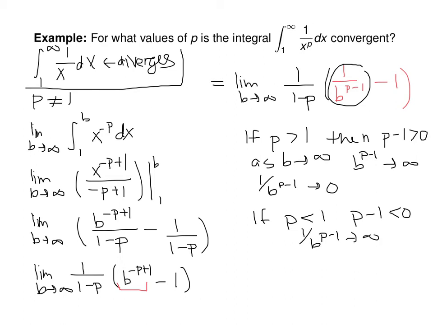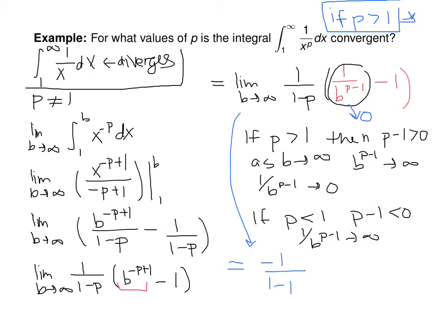So this integral is convergent if p is bigger than 1. So if you have 1 over x to the 3 halves, 3 halves is bigger than 1, the integral is going to converge. And it will converge too because this term, assuming that this is true, that term is going to go to 0. And your integral will be the same thing as negative 1 over 1 minus p, which is the same thing as 1 over p minus 1. And that's assuming that p is greater than 1.